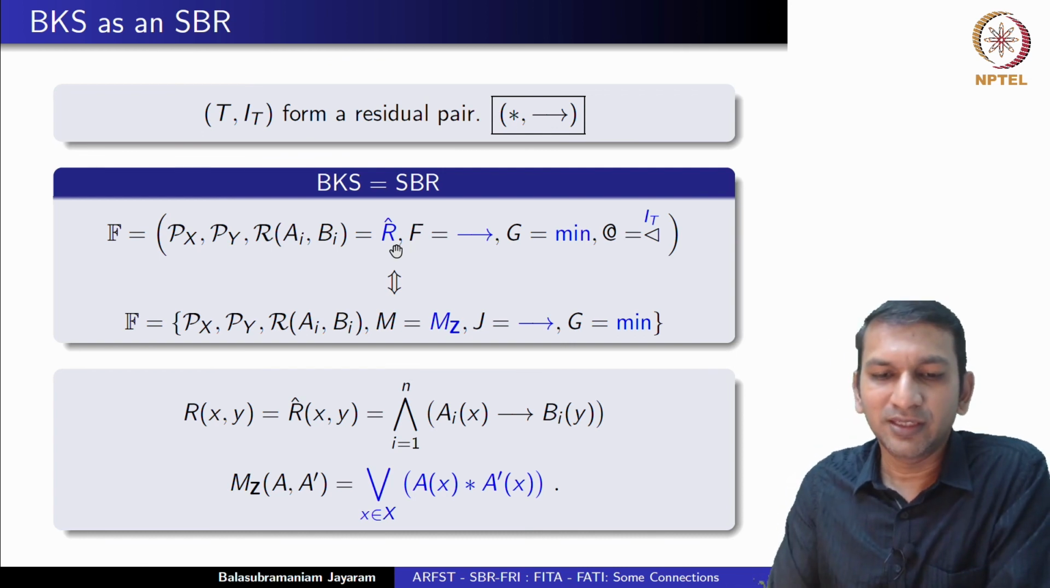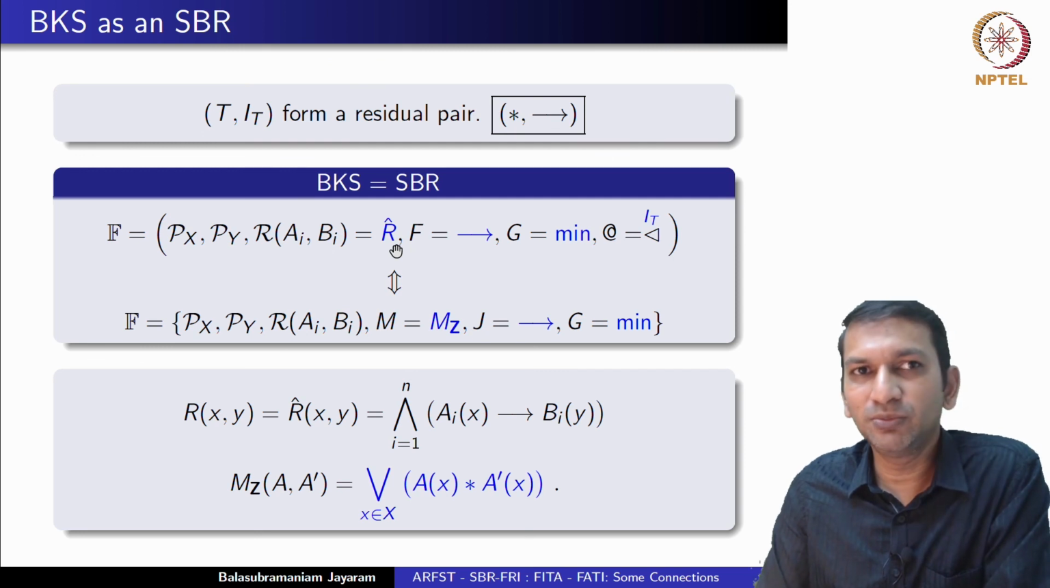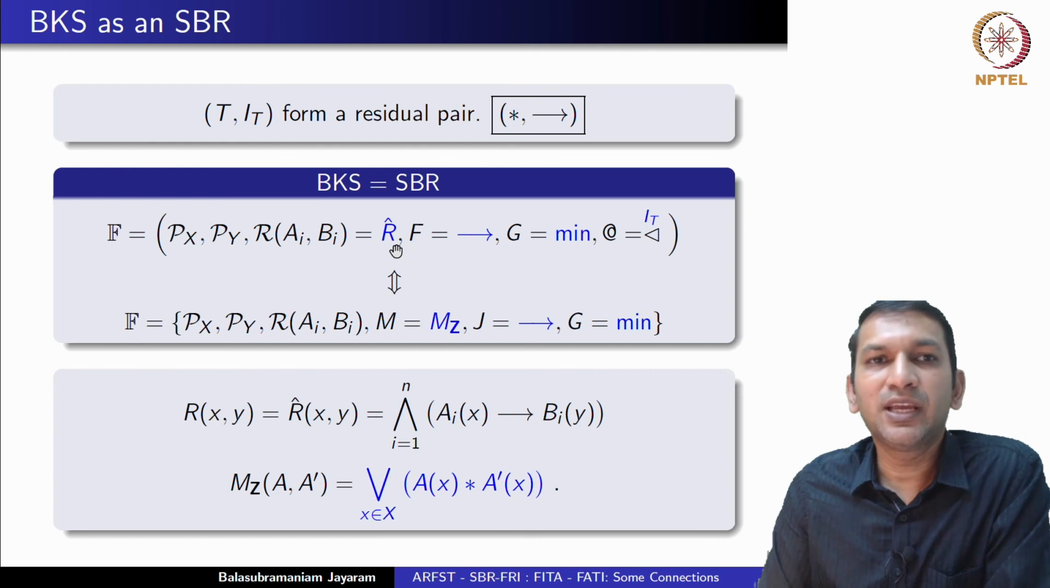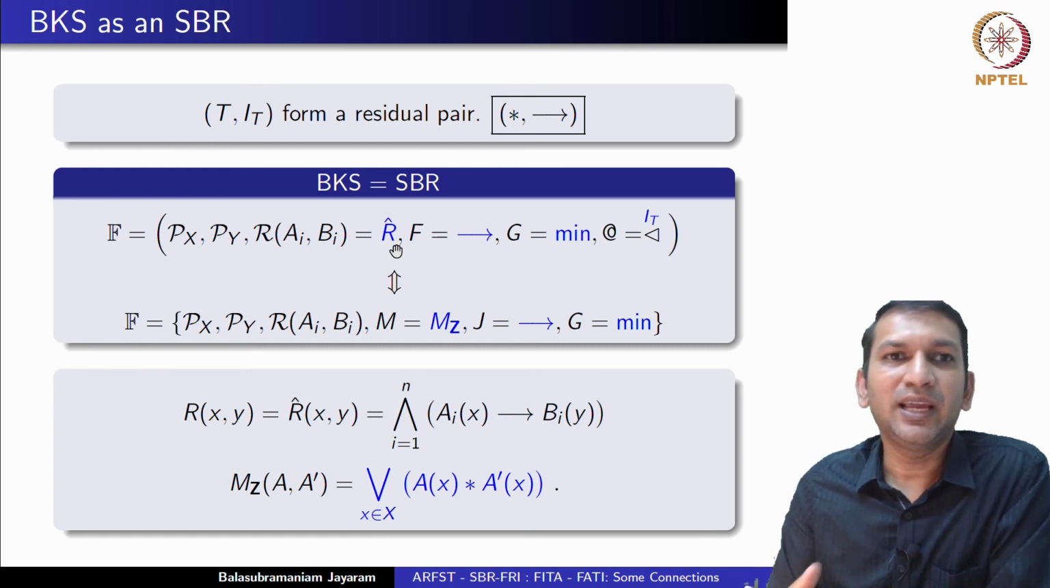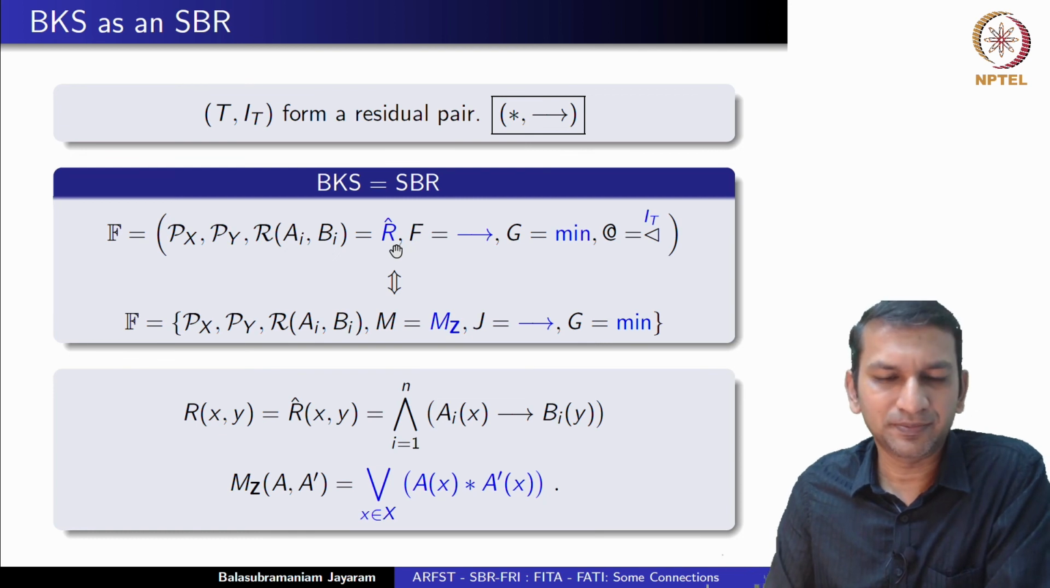Of course, note that these were possible because we assumed the operations to come from a residuated lattice structure, which gave us a lot of properties. Such rich properties helped us in obtaining this equivalence.